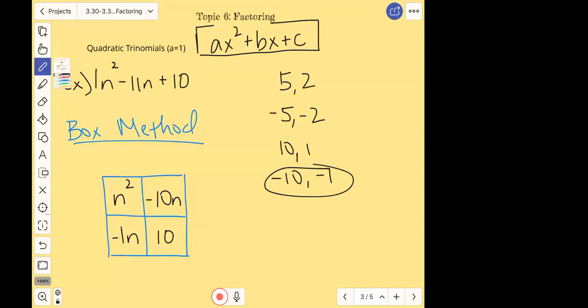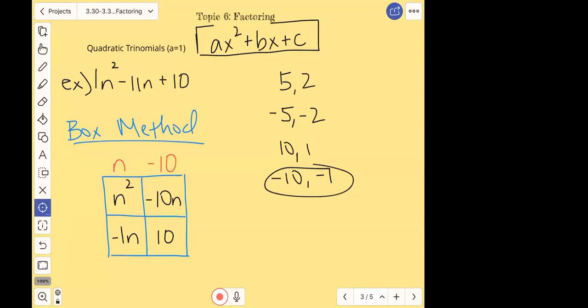Okay, from this point, we use GCF factoring. So we look down the first column here. What's the greatest common factor between n squared and minus 1n? It would just be n. That's what we could pull out of these 2 terms, essentially. Then we do the same thing here in the next column. What could we take out of negative 10n and 10? Well, we want to take out a negative 10 because the first term is negative.